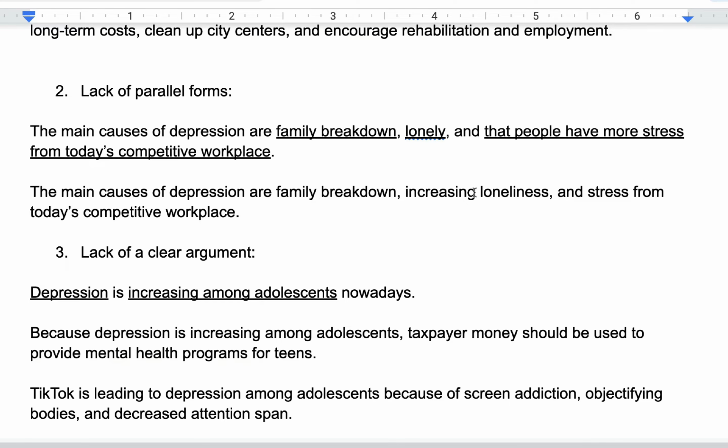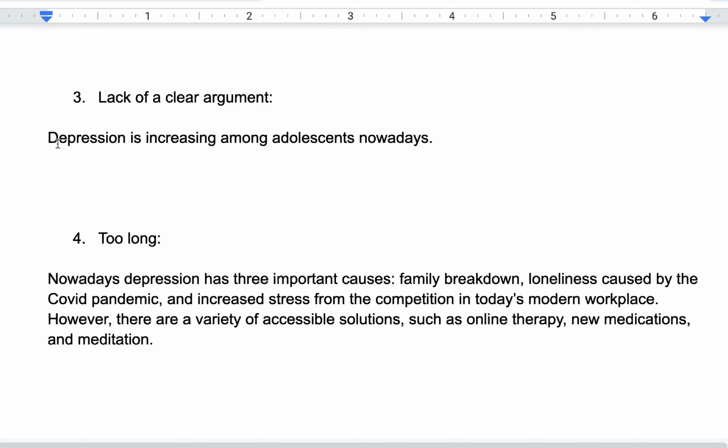So here we have a noun phrase, we have a noun phrase with a gerund, and we have a noun phrase. Here we have a noun with a little bit of information to describe it. So we have 3 noun phrases and the sentence has correct grammar. Let's look at the next one, lack of a clear argument.